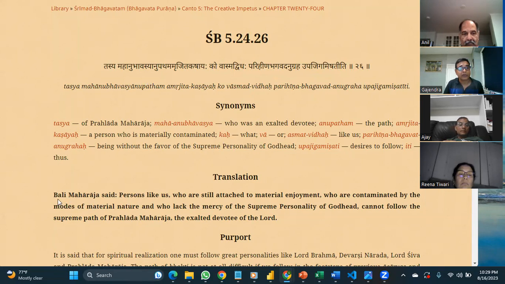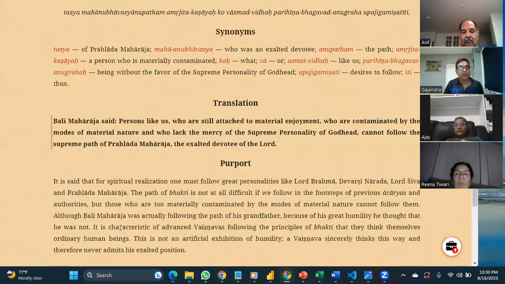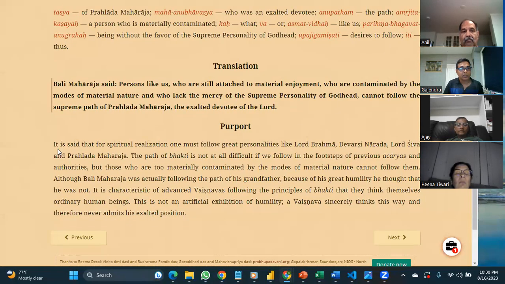Bali Maharaj said, persons like us who are still attached to material enjoyment, who are contaminated by the modes of material nature, and who lack the mercy of the Supreme Personality of Godhead, cannot follow the supreme path of Prahlad Maharaj, the exalted devotee of the Lord. Yeah, very difficult to follow the footsteps of Prahlad Maharaj.